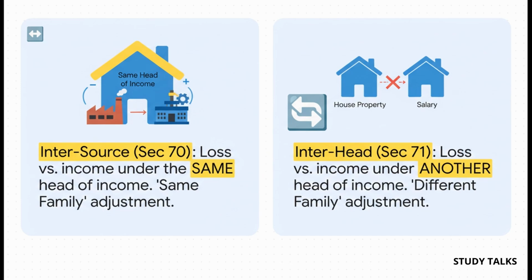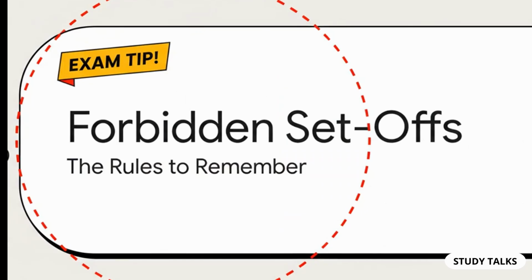Then you have inter-head set-off under Section 71. This is adjusting between different families. This is where you set off a loss from one head, like house property, against income from a totally different one, like salary. And let me tell you, this is where most of the tricky rules are hiding. And that, my friends, brings us to the single most important part of this topic for your exams: the exceptions, the restrictions, the you can't do that rules. These are the rules that ICAI absolutely loves to build their trick questions around.